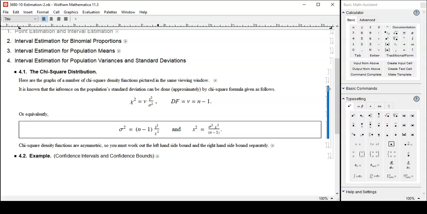It is known that the inference on population standard deviation can be done like this. Degree of freedom is, as usual, n-1, and the chi-square quantity turns out to be the degree of freedom, nu, times s squared over sigma squared. And nu is n-1, so replace n-1 here, then solve for sigma squared, and you get the first formula, and solve for s squared, then you get the second formula.